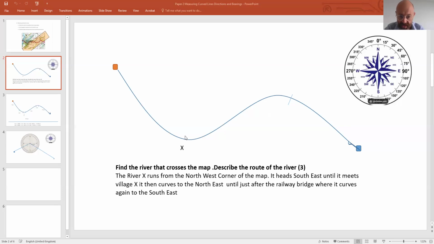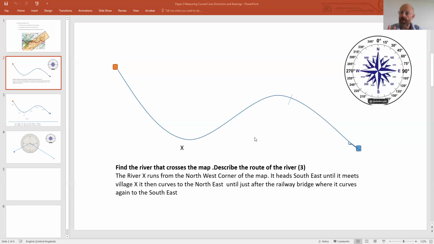So we're calling this village X. And around village X, it curves. Okay, that's an important word. It curves towards the northeast. So we're starting in the northwest, we're running southeast, and then by this village, we're curving towards the northeast, as corroborated by this. And then I said it curves again. This is a railway bridge I've mocked up here. It should be just before the railway bridge, really, that it curves again to the southeast.